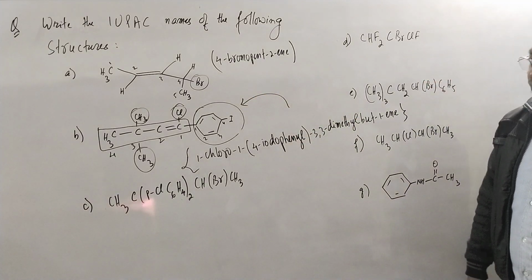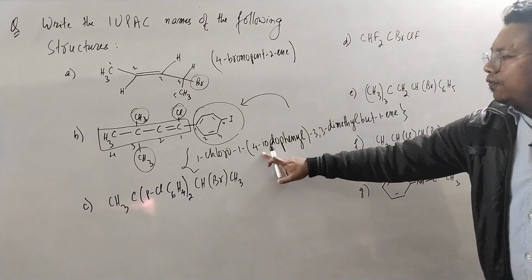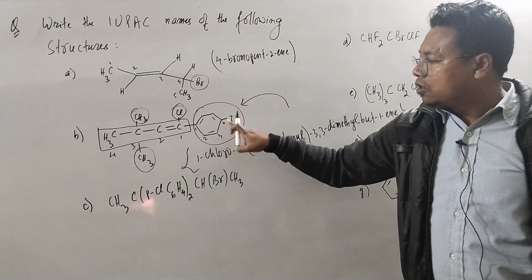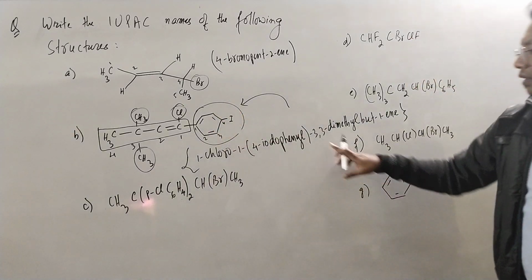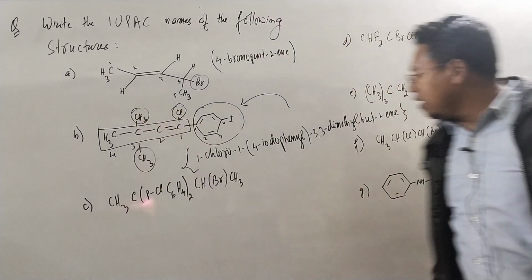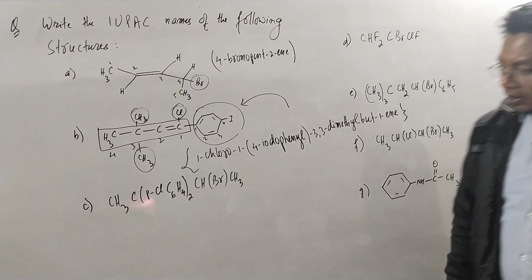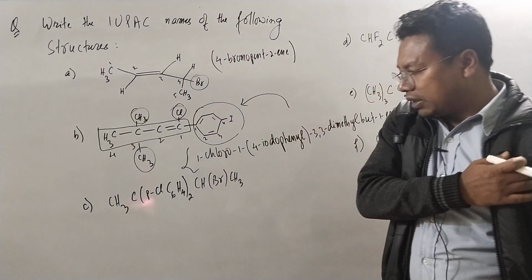This is very long. 4-chloro, 1-(4-iodophenyl), this is 4-iodophenyl, 3,3-dimethyl, then but-1-ene. Okay. Again, this is somewhat complex.